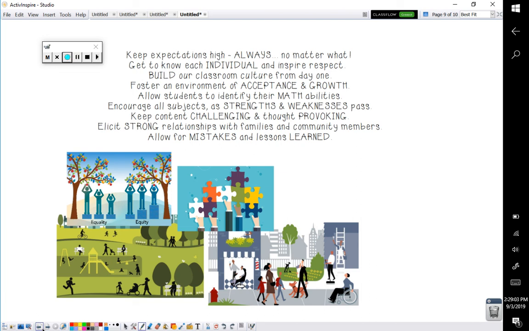Elicit strong relationships with their families and community members if that's possible. I think this is the biggest thing that, if we're in a high school setting, it's more difficult. We have so many students, but really working towards that and allow for mistakes and lessons learned. We're always going to make mistakes and we're always going to have lessons even in math and life.